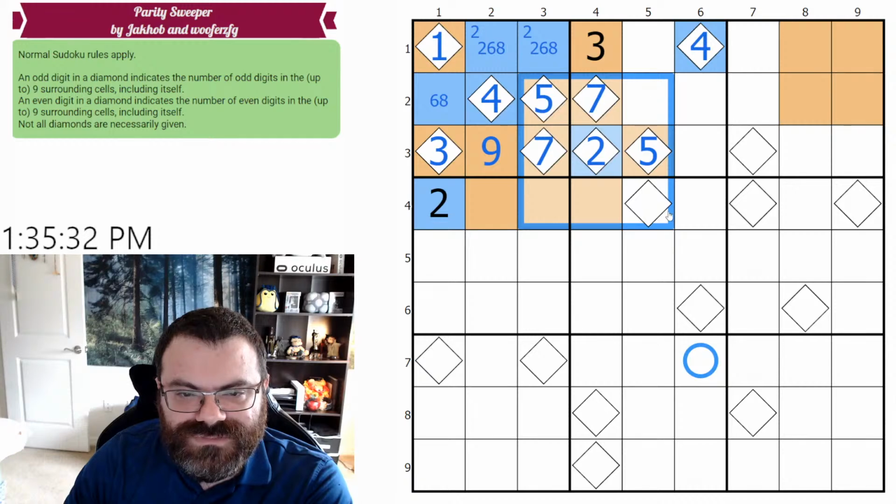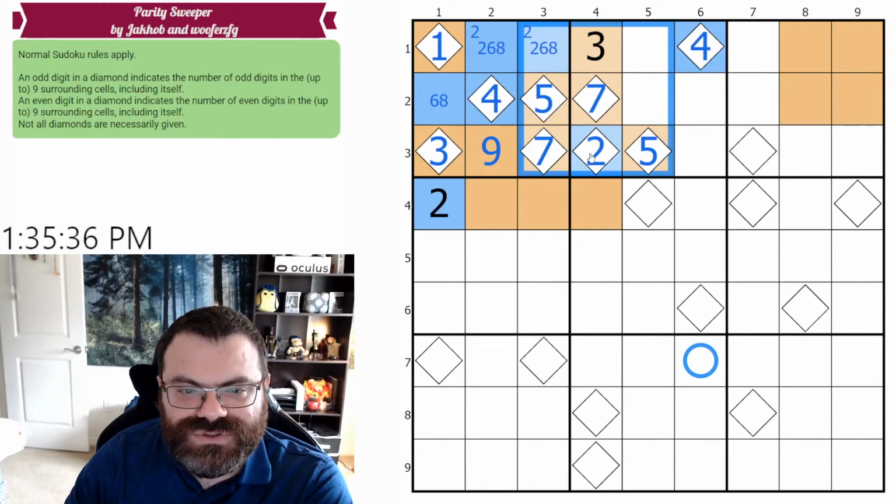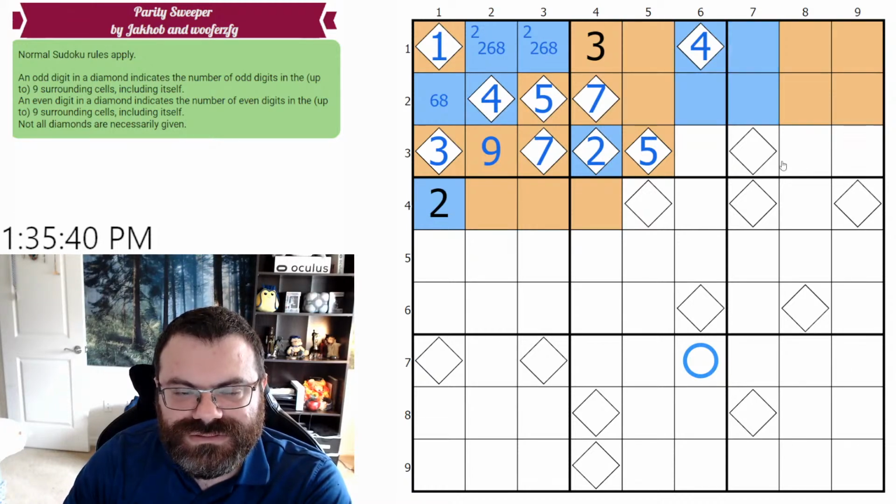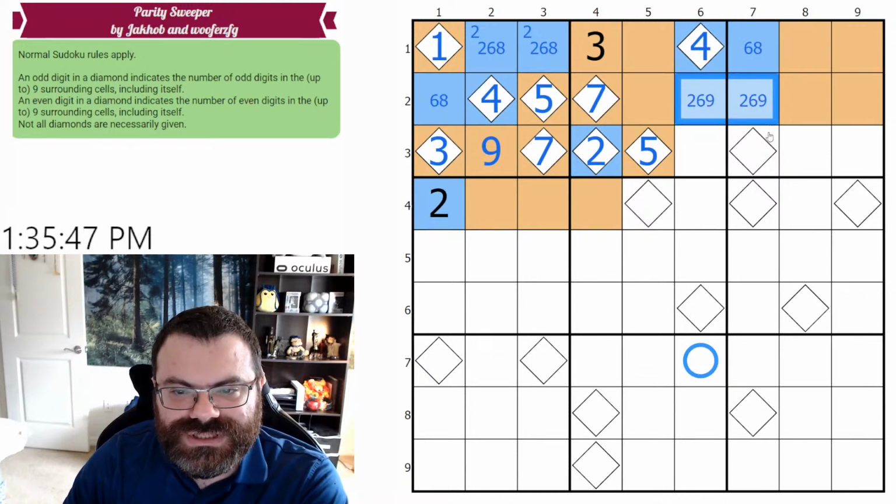So one of these is even. Okay, the 7 is interesting because we have two evens seeing it. So these two are odd. That makes these even. This is a 6 or an 8. That's progress. This is 2, 6, 8. Oops. The 2 actually goes here, and this is 6, 8.